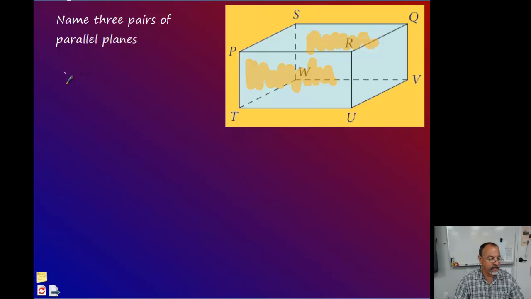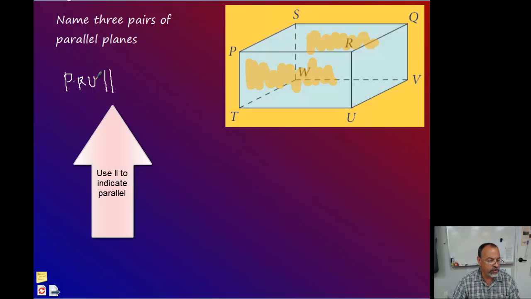So for the front of the box I could use letters P, R, and U. And then we're going to use the parallel symbol. This is the symbol for parallel. It would be two lines vertically next to each other. This is the symbol that you would want to use rather than writing out parallel. So plane PRU is parallel to the back of the box. I can use any three letters from the back, so I could use S, Q, and V. So that's one pair of parallel planes.